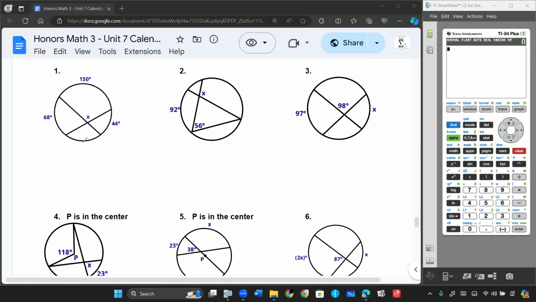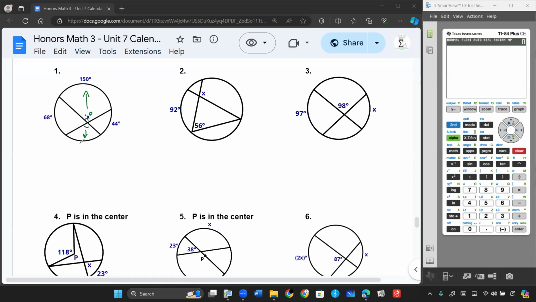All right, example 1. We have a 150 degree arc, a 68 degree arc, and a 44 degree arc. This is the angle we want to find. It's in the circle, not in the center. The center is probably about right here. So what we want to do is utilize that formula, 1/2 arc plus arc. But we want to figure out these two arcs because the angle is facing those two arcs.